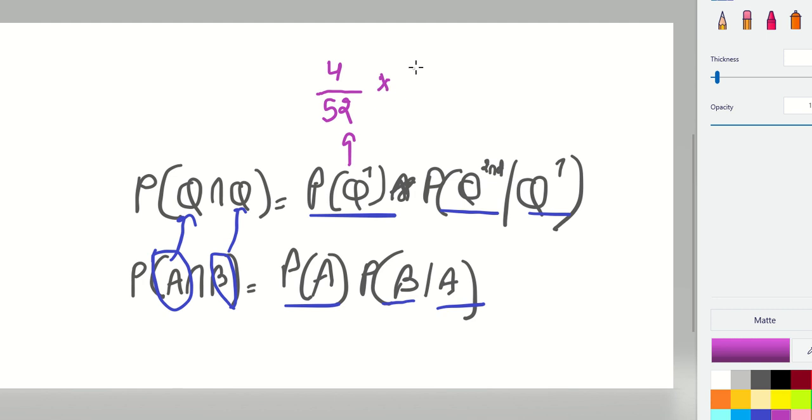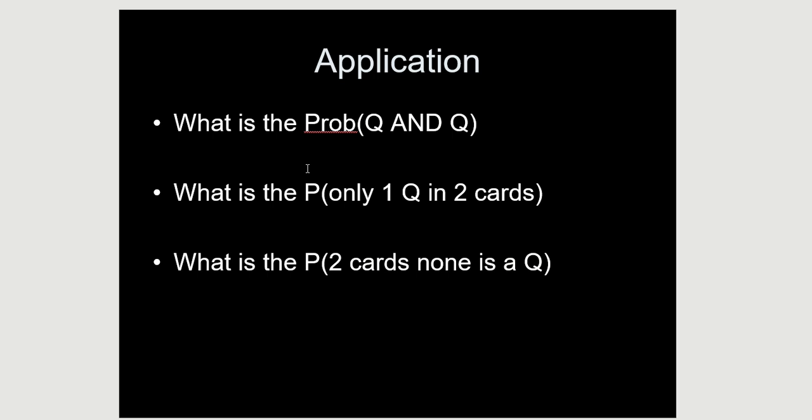Then you multiply by getting again a queen on the second time. However, knowing that you already got a queen the first time, you're only left with 3 queens and 51 cards. And therefore, that's the answer for the first application: the probability of getting a queen and a queen. Right, let's look at the second one.